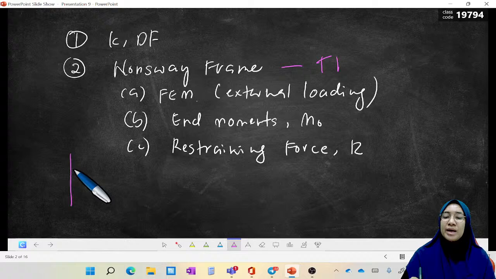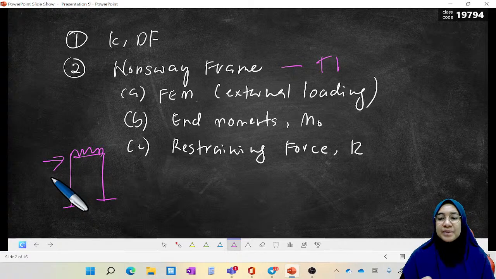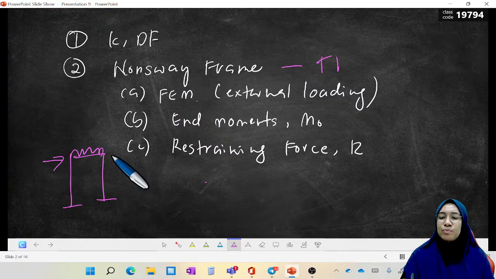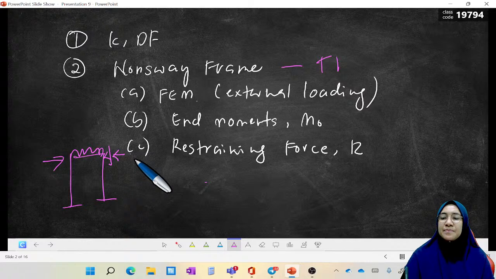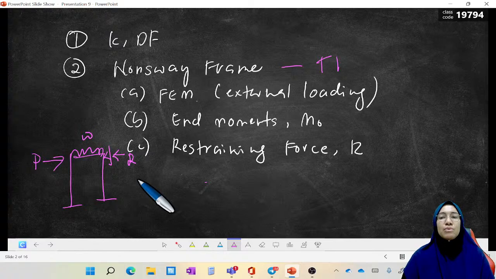For example, we have a frame like this. There's a UDL and a point load like this. This is the original. But to be a non-sidesway frame, we have to put an artificial support. So it will become like this. So this is the frame that we analyze in the non-sway frame, table number 1. This is the frame.